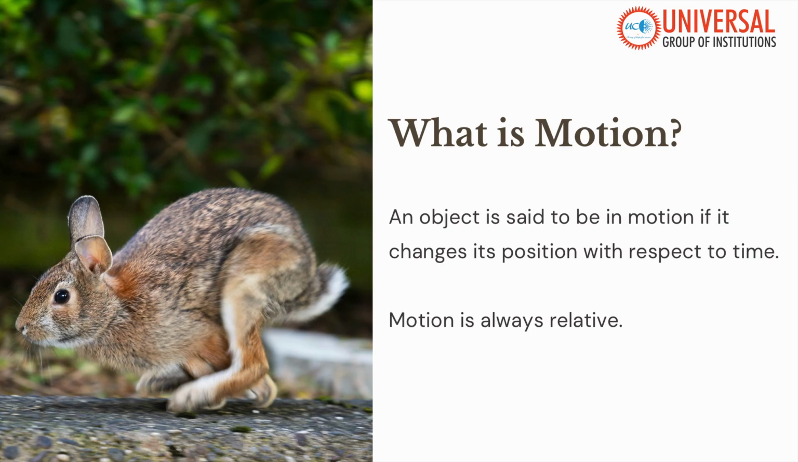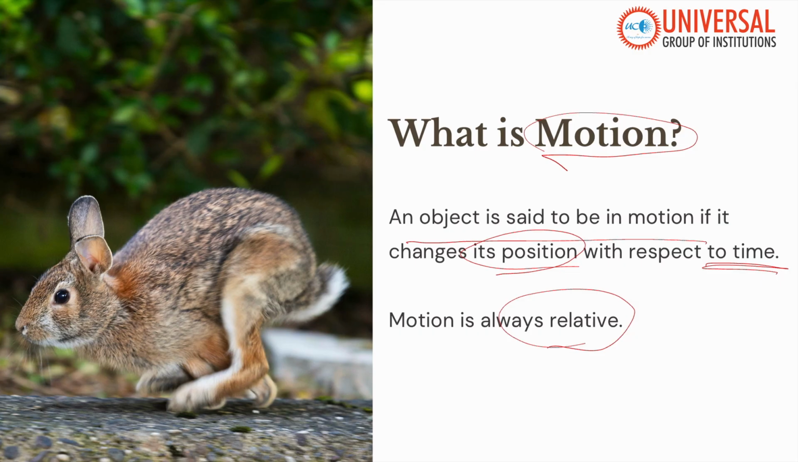So to understand the physical world scientifically, it is essential to study how objects move and how their motion is measured. So what is motion? An object is said to be in motion if it changes its position with respect to time. So motion is always relative. As I said, the object will be in motion or at rest relative to something else.